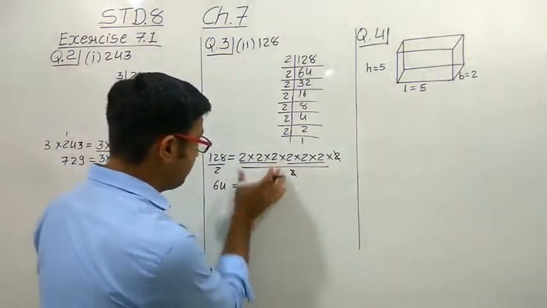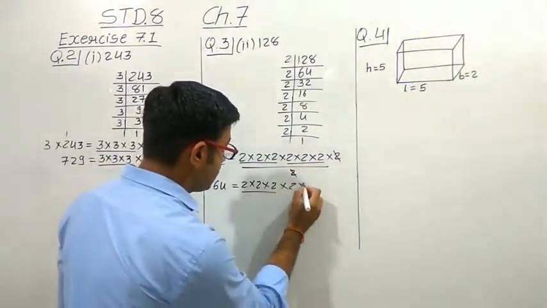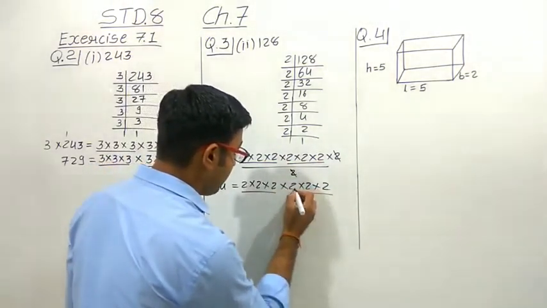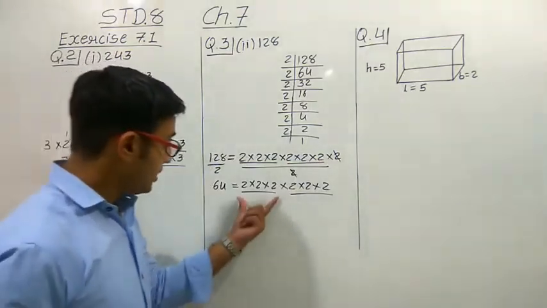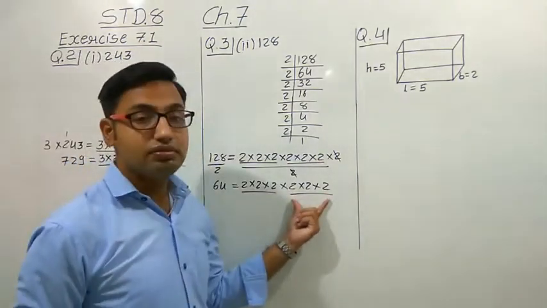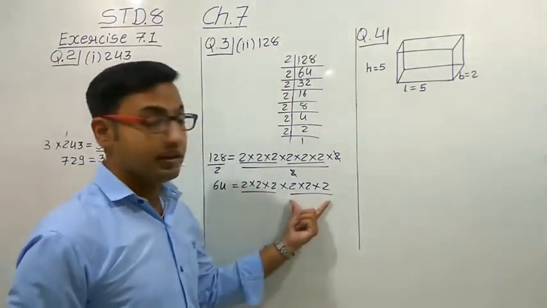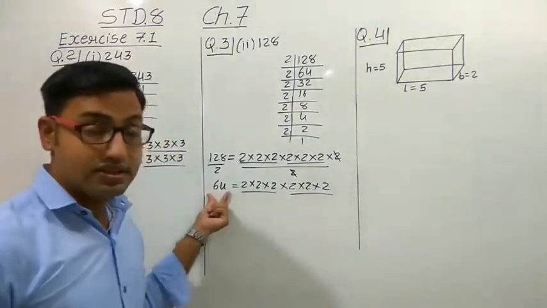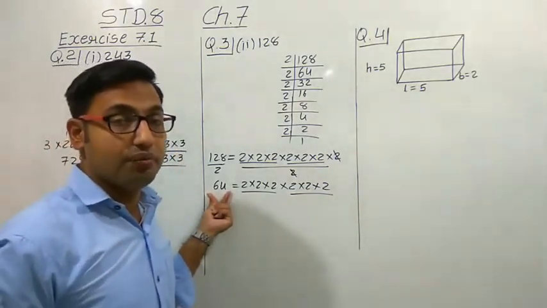And right hand side we get 2 multiplied by 2 multiplied by 2. This is the first pair and this is the second pair of the same factor. So now see, these two are in the same number 3 and 3. Right? So now we can say that the 64 is a perfect cube number.